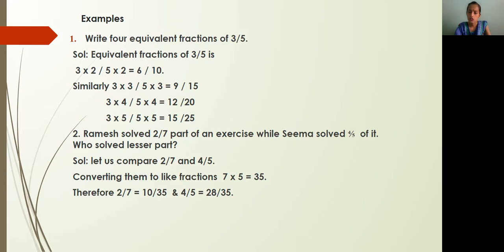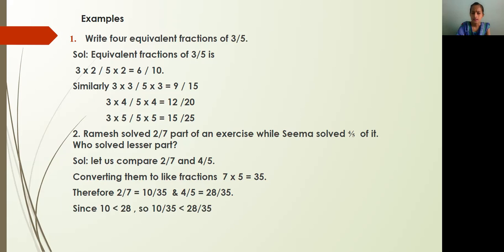The same number is also multiplied to the numerator. So 2 into 5 is equal to 10, 7 into 5 is equal to 35. So 2 by 7 is equal to 10 by 35. Next one, 4 by 5. Here also, 5 is converted to 35, so 5 is multiplied by 7. Similarly, the numerator 4 is also multiplied by 7. Then we get 28 by 35.